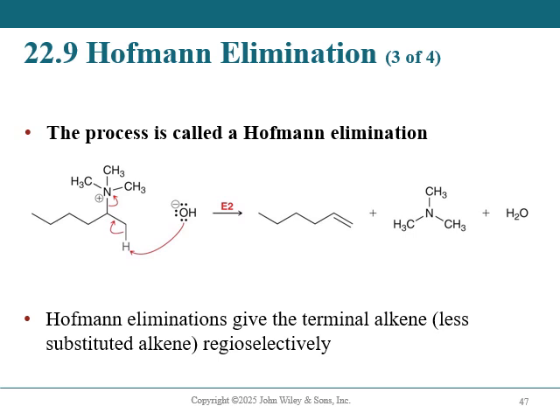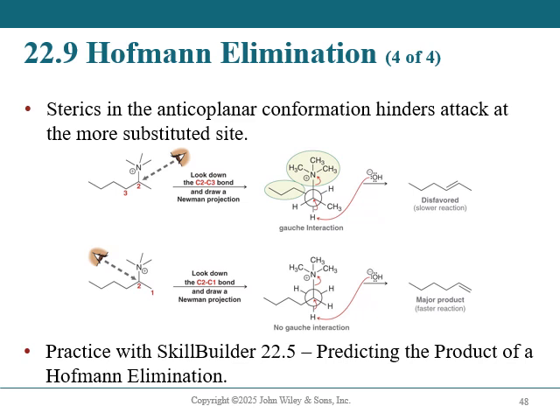Hofmann eliminations give the terminal alkene regioselectively. So it's not going to be the substituted, it's going to be the terminal. Sterics in the anti-coplanar conformation hinder attack at the more substituted site. So in other words, because you have that quaternary ammonium salt, that sort of forces the reaction, or the attack, to go this route. And that's why you get the double bond on the terminal side rather than on the more substituted.